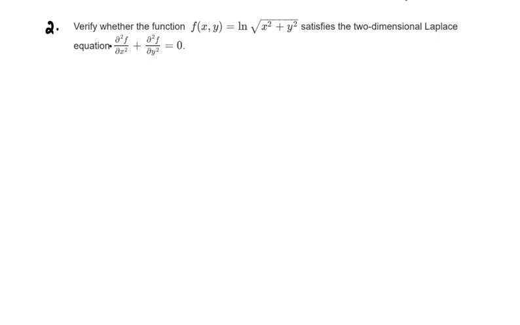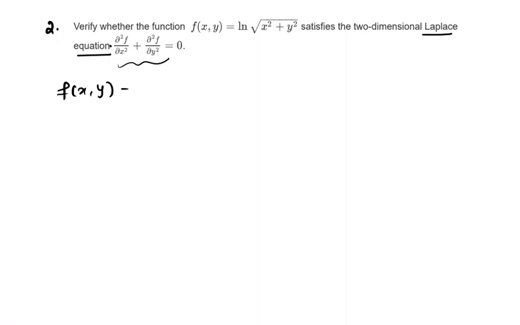The two-dimensional Laplace equation is given here, so it will be easier for you to find out what you're going to do. Here, del squared f by del x squared plus del squared f by del y squared equal to 0. So this is what we are going to find here. If the question mentions the two-dimensional Laplace equation, you have to use this equation. Okay. Now let us find the value.